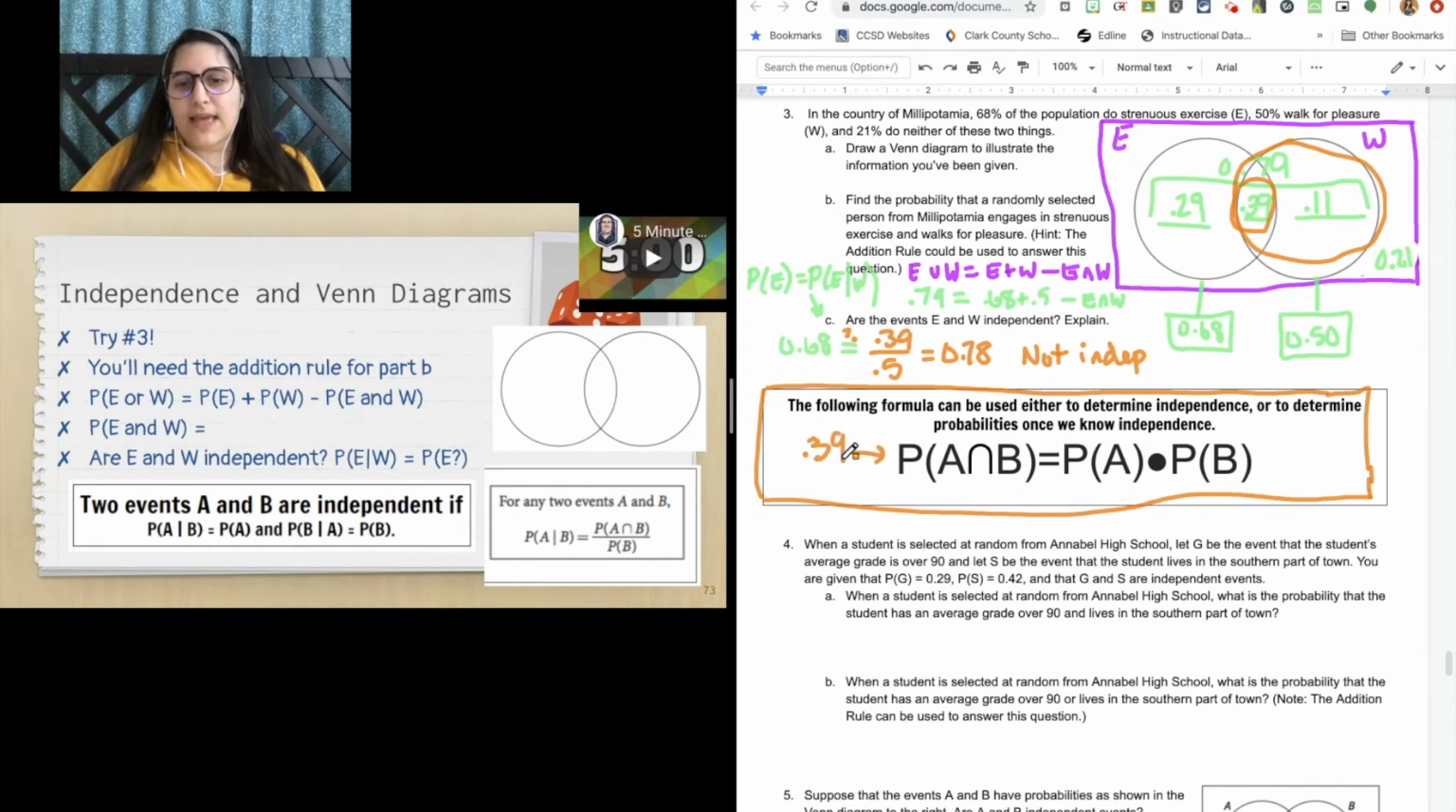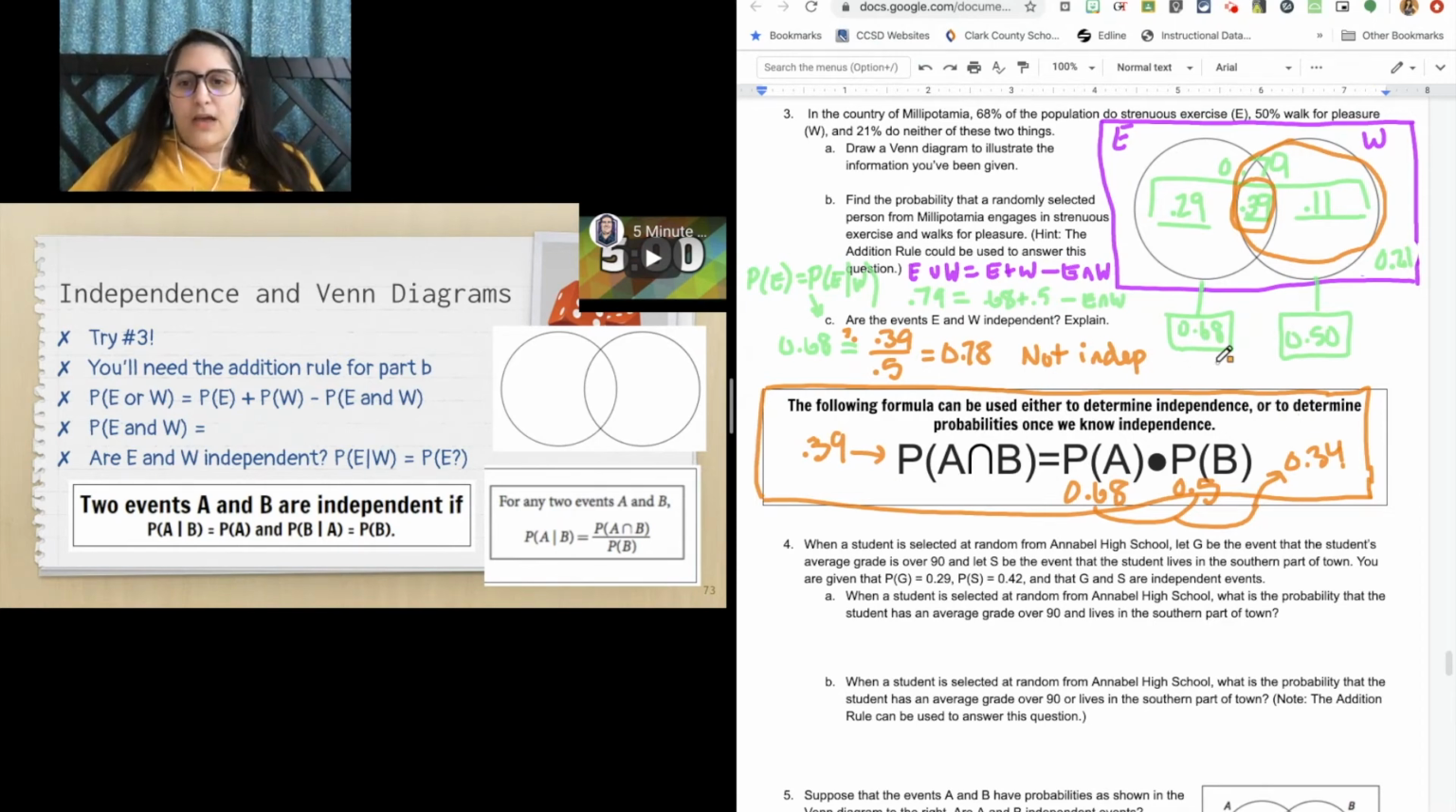right? We calculated that. And then if I check to see if they're independent, I can do that by multiplying the individual probabilities together. So this one would be like 0.68, and this one would be 0.5. And when I multiply 0.68 and 0.5 together, I actually get 0.34. So see how I get different numbers, right? This one was 0.39, this one's 0.34. So that means these are not independent.